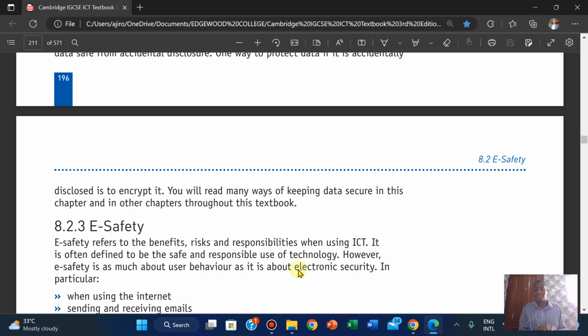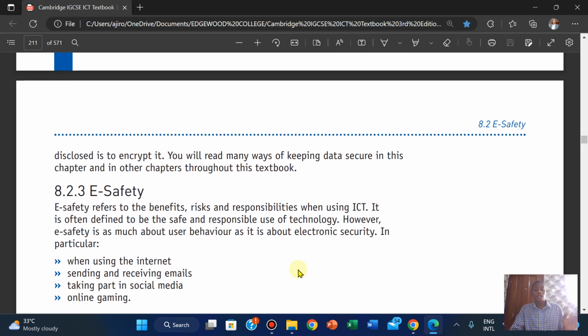Right? So it refers to the benefits, the risk, responsibility when you're using this ICT. And it is often defined to be safe, to be a responsible use of that technology. However, e-safety is as much about user behavior as it is about electronic security. In particular, what we're talking about, we're using the internet.